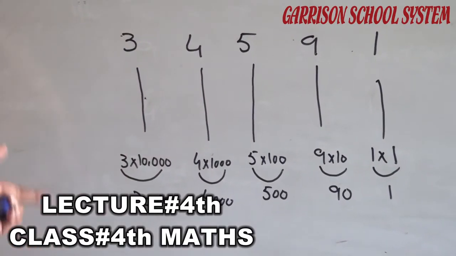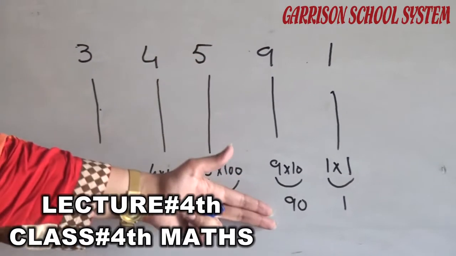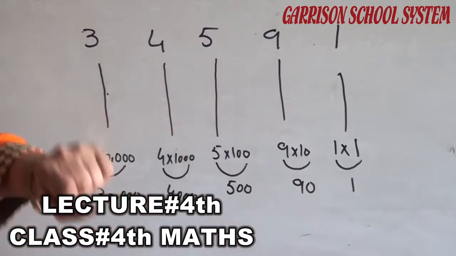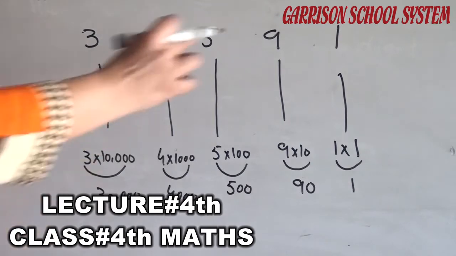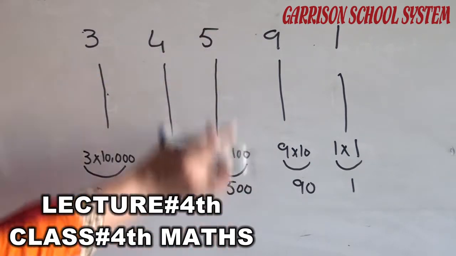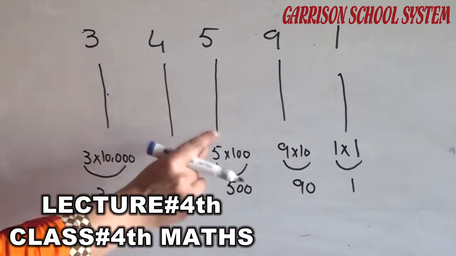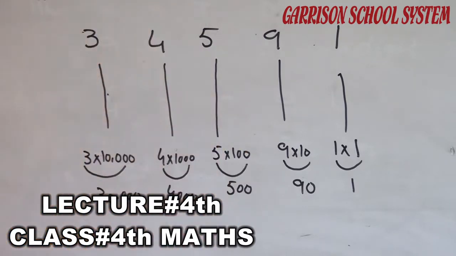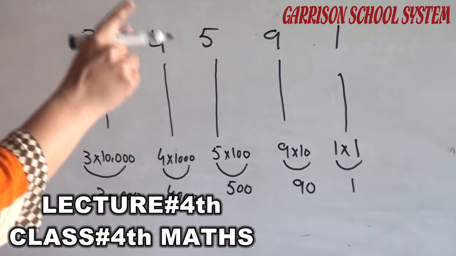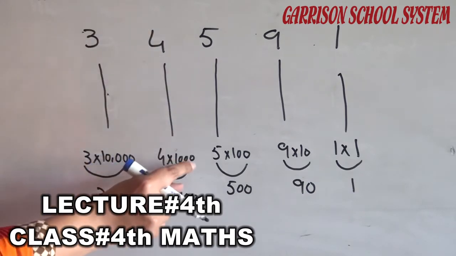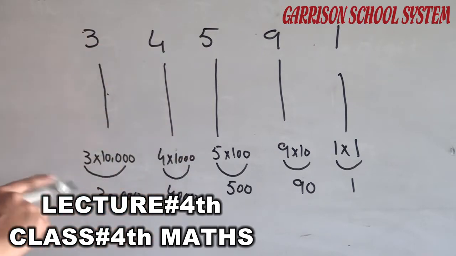So because 9 is in the 10's place, it is multiplied by 10, and in this way 5 is in the 100's place, so it is multiplied by 100. 4 is in the 1000's place, so that's why 4 is multiplied by 1000. In this way we have to do all the questions.